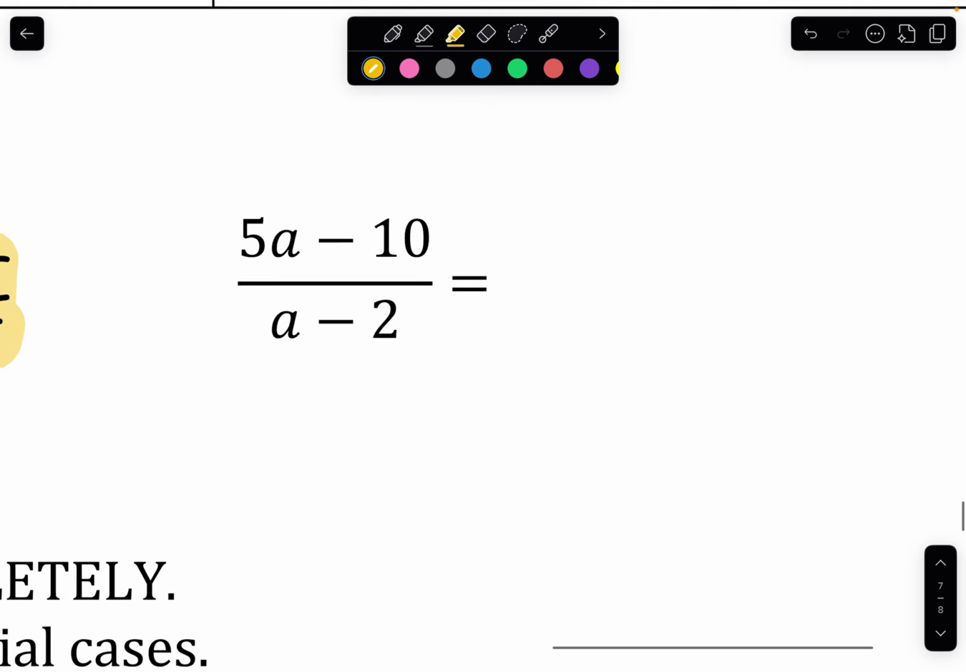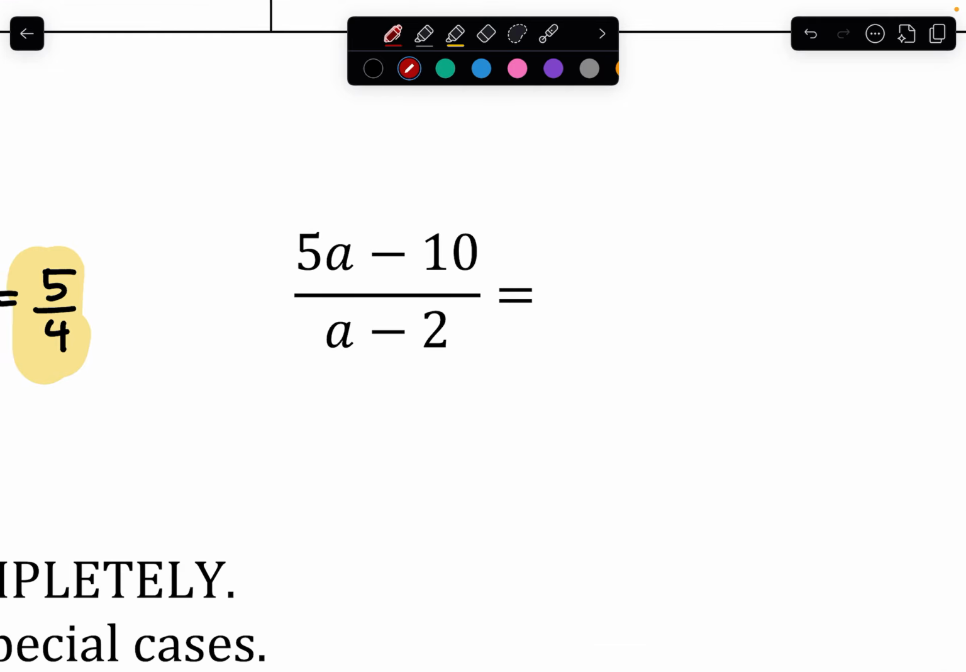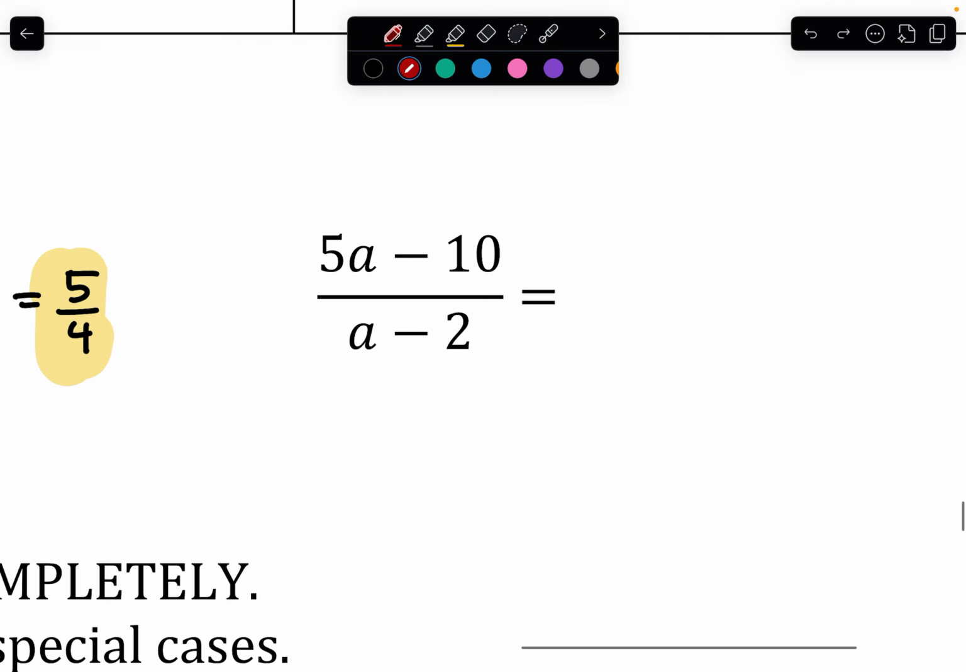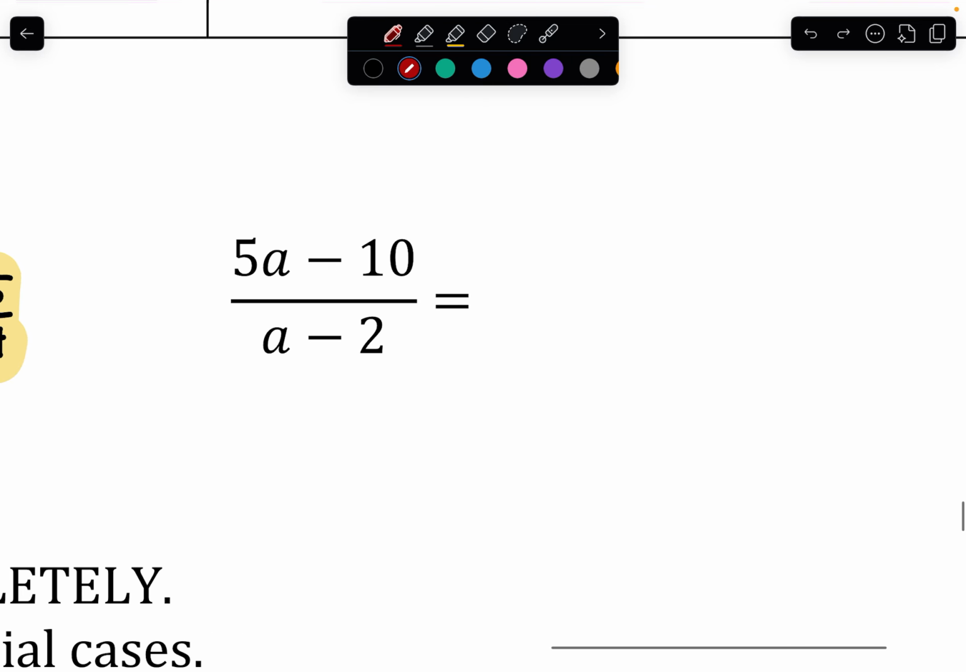Okay, this next one, we're not seeing anything that immediately cancels. Be very careful trying to cancel these A's. Division does not cancel with subtraction. So as soon as you have subtraction and addition happening, you can only cancel with multiplication. So that's why factoring is important.